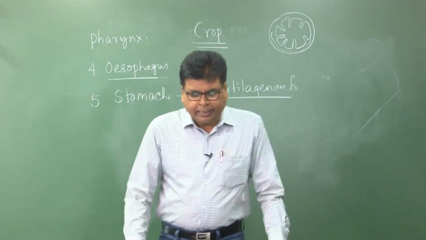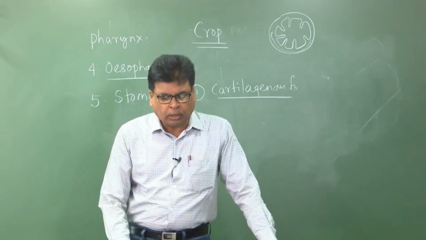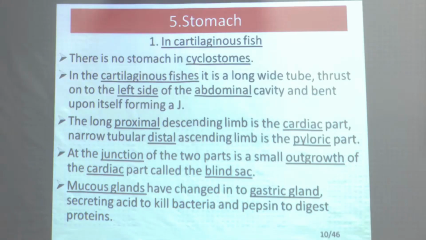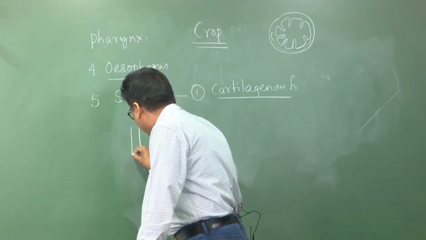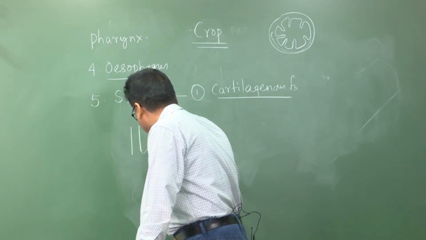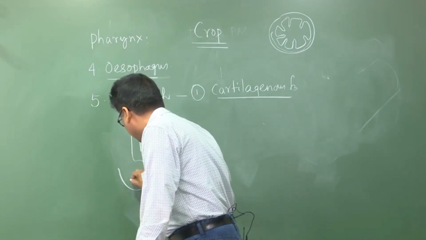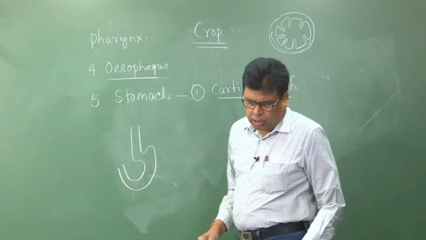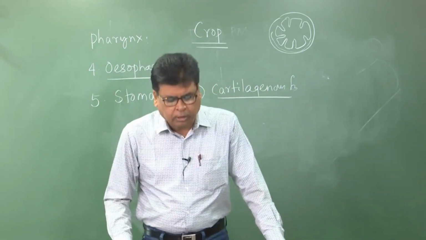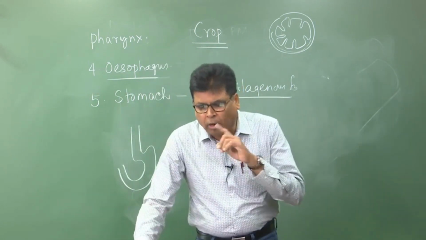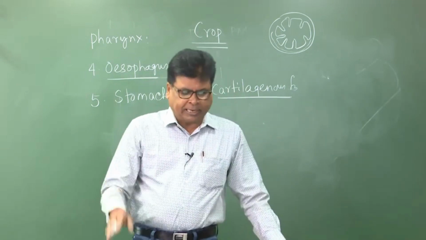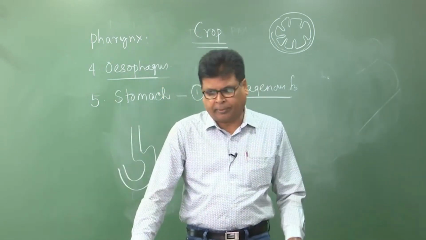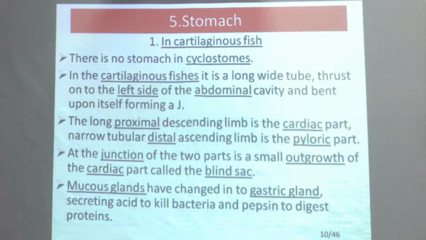it is a long and wide tube, thrust on the left side of the abdominal cavity and bent upon itself, forming a J. You see, for example, this is the oesophagus, which is complete, and now the stomach will form. This is the stomach, forming a J-like structure. So, in elasmobranch or cartilaginous fish, this is a long tube thrust on the left side of the abdominal cavity and bent upon itself, forming a J.